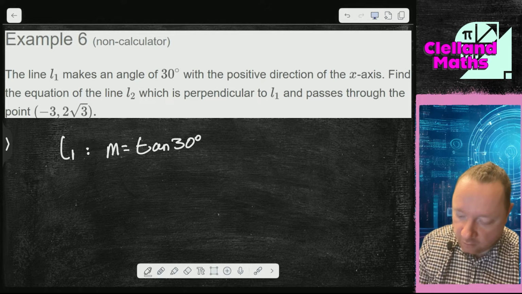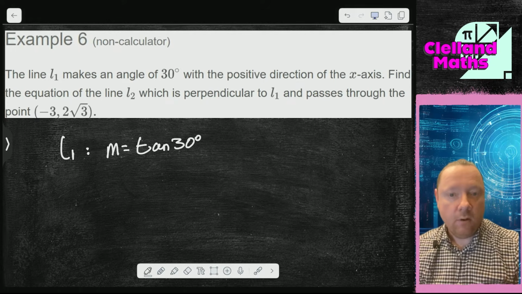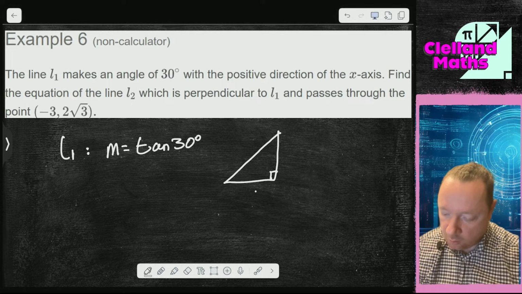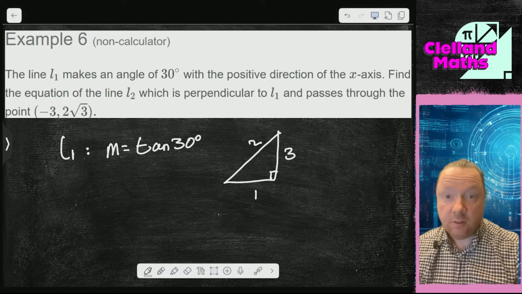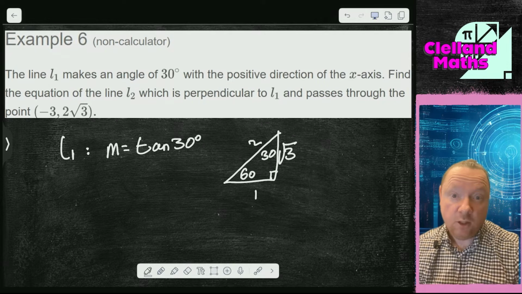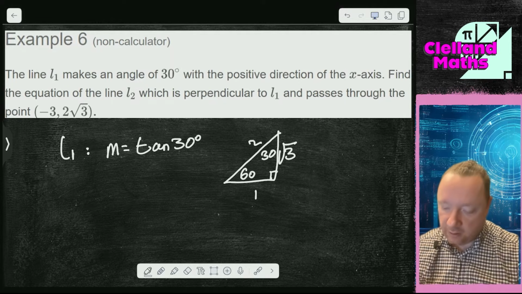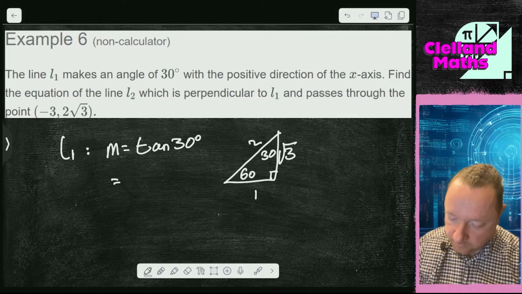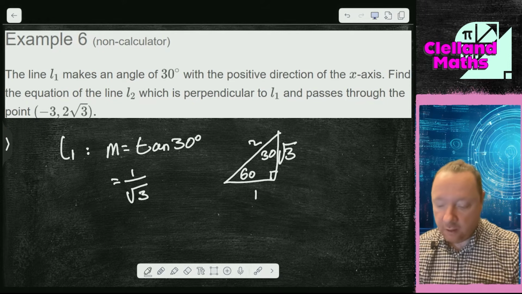This is an exact value because it's non-calculator. I remember my triangles. Here's how I do it. Little trick. 1, 2, 3. Simple as that. And just remember to root the third one. And then that is 60, 30. I just remember 60, 30. I used to have other ways to do this, but just remember it's 60, 30. So how do we get tan 30 then? 1 over root 3. So that is the gradient of L1.